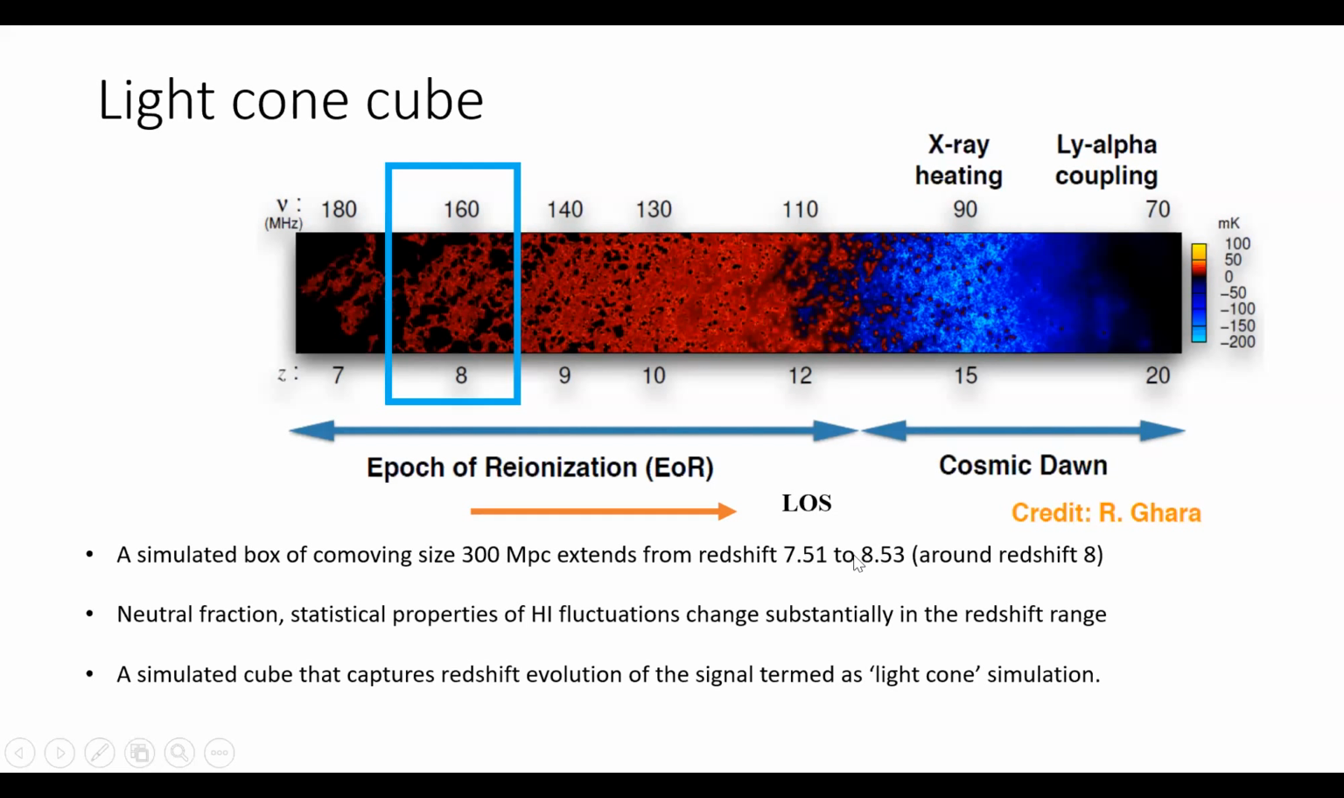So it has a spread in redshift, delta Z equal to 1. And that you cannot ignore, because from redshift 8.53 to 7.53, things can change drastically, like neutral fraction, statistical properties, bubble size, and everything will change. So you have to take that fact into account, and that kind of box is called a light cone simulation. So you have to actually incorporate that.